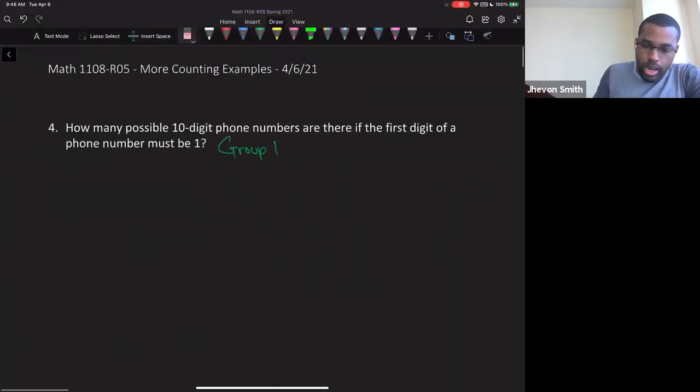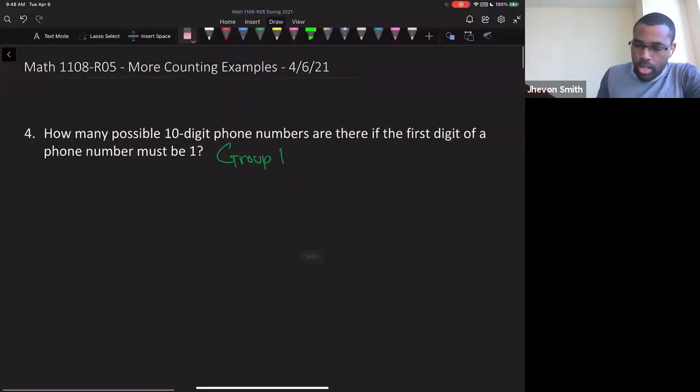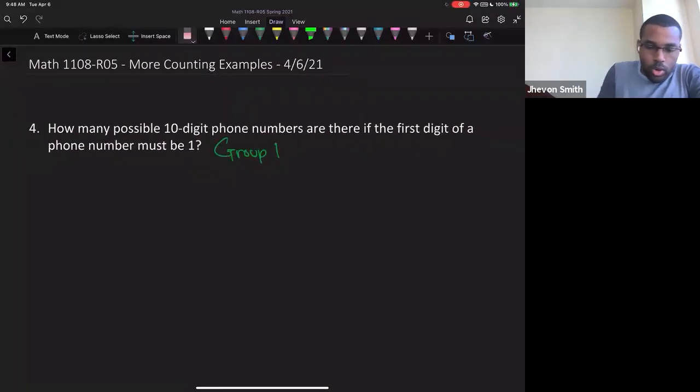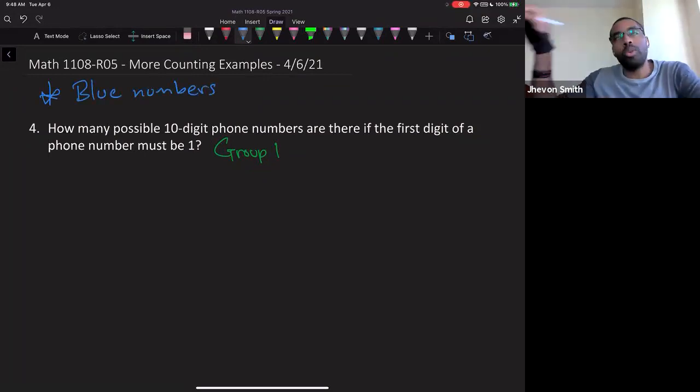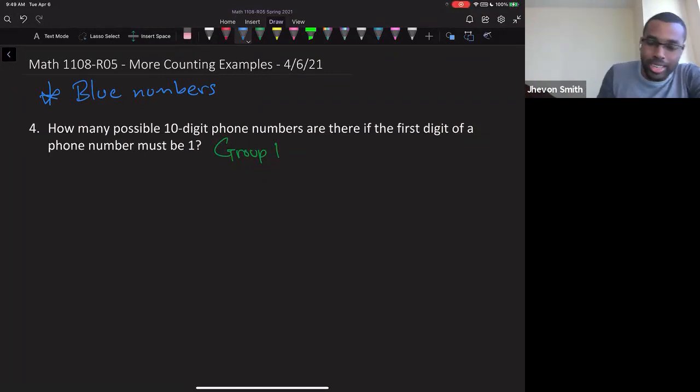As an overarching idea, I'm going to use blue numbers to count choices specifically, because I don't want to have to write out the word choices every time, like 4 choices, 5 choices, 6 choices. If it's a blue number in this lecture, it's a choice, right? It's counting the number of options you have.